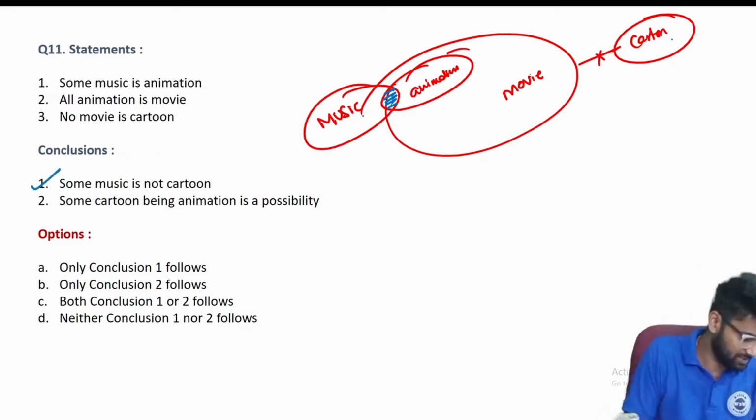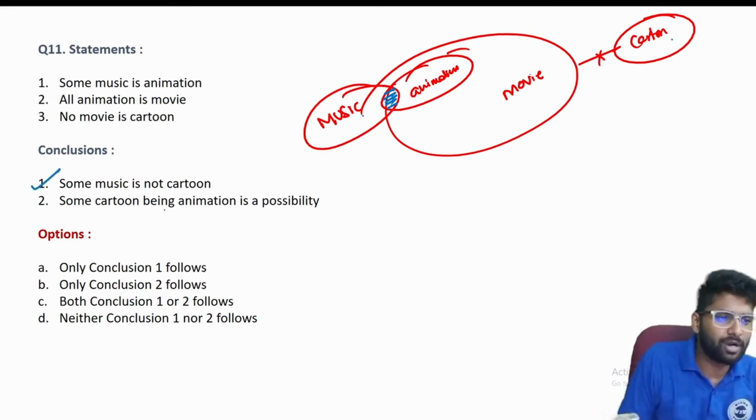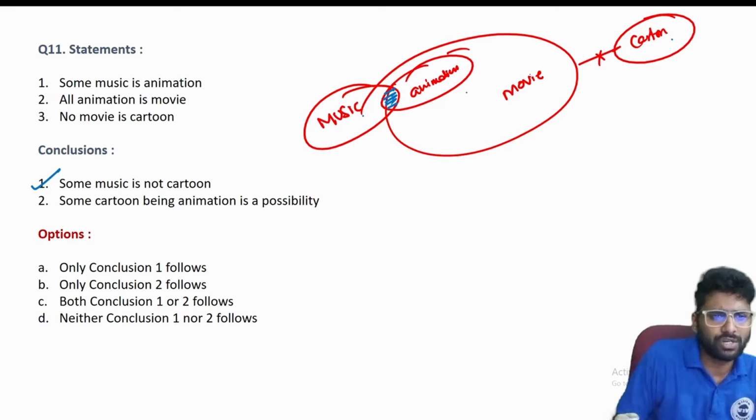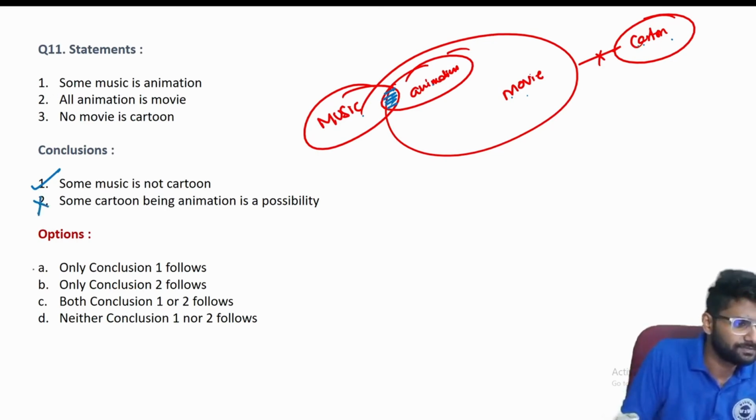It's a valid conclusion. Next one, some cartoon being animation is a possibility. Is it possible? Not at all possible. Why? Because between cartoon and movie there is no relation. Animation belongs to the movie. That's why all cartoon is not movie. All cartoon is not animation. It is not at all possible.